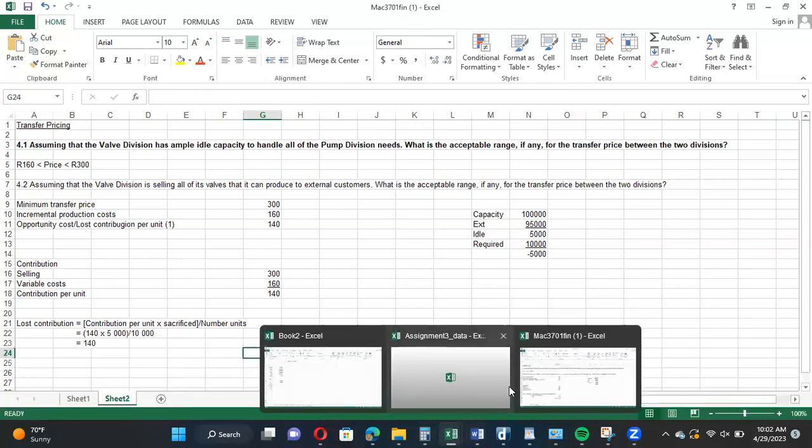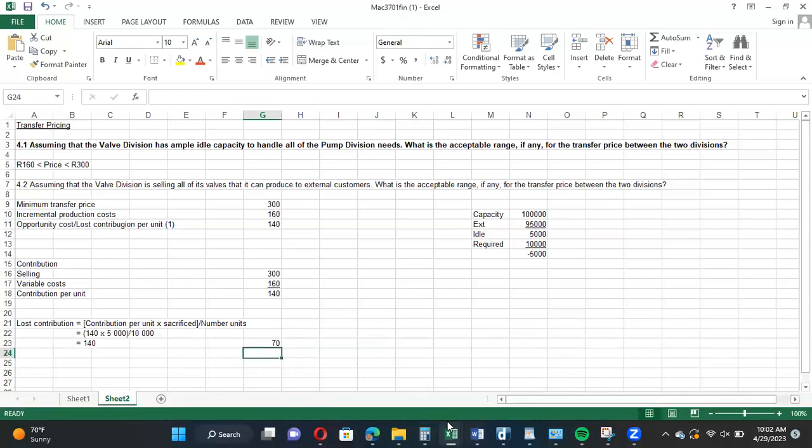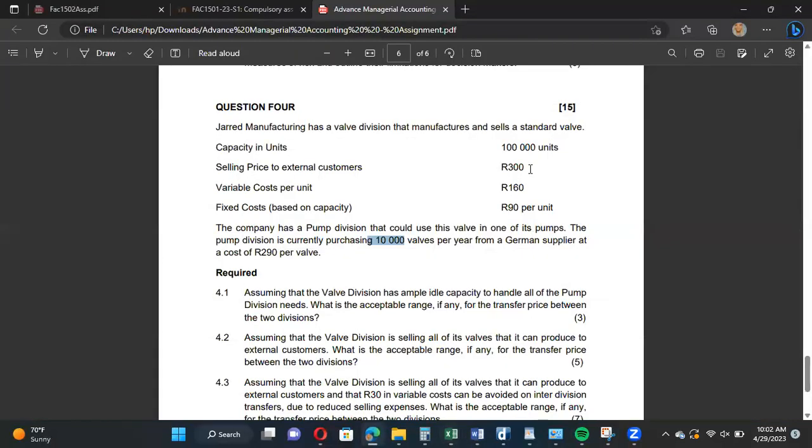The other 10,000 is there because the valve division is selling all that it can produce, which is 100,000, so they do not have any spare capacity. The other 10,000 is the sacrifice they are making. If this division sells to the other division, they will be losing 10,000 from external customers.